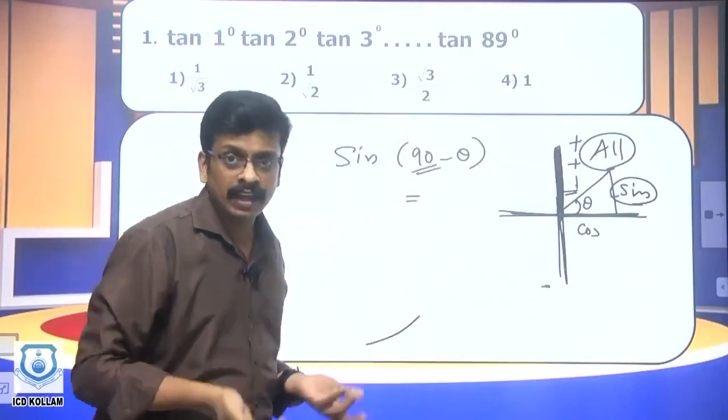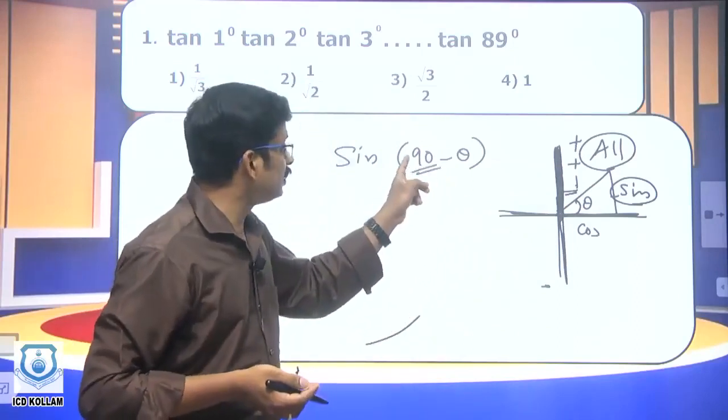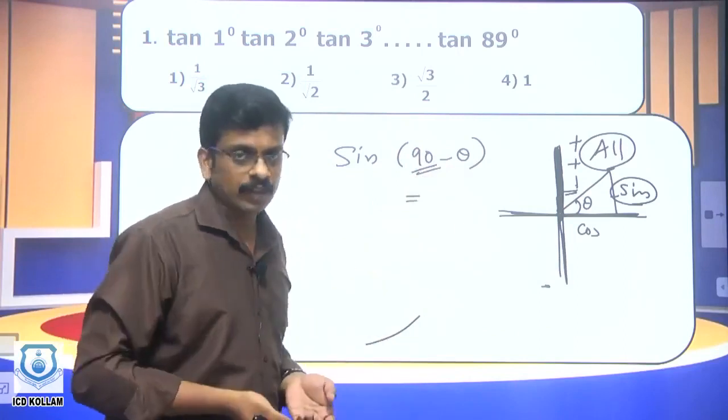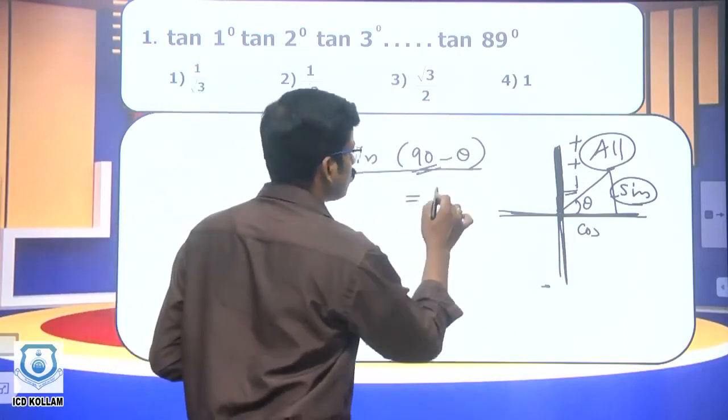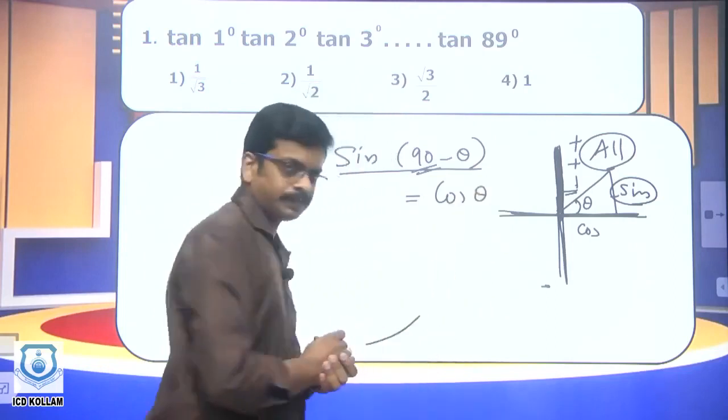The standing line is the active line, so we can simply say this will change to its cofunction. That means sine 90 minus theta is equal to cos theta.